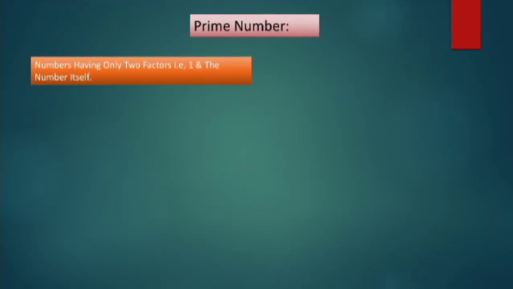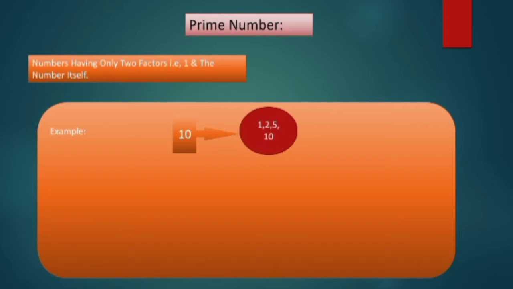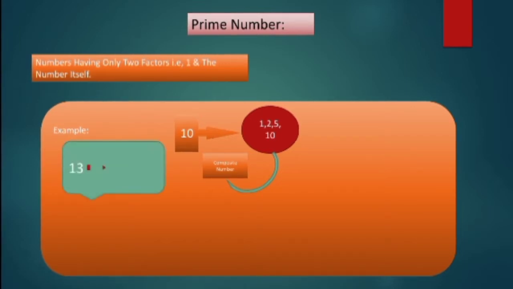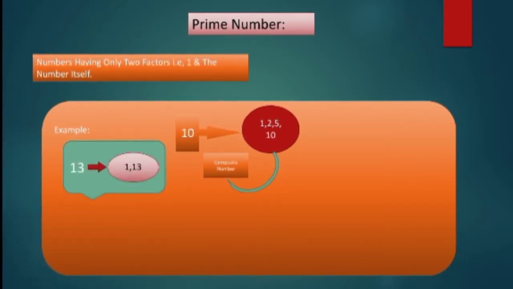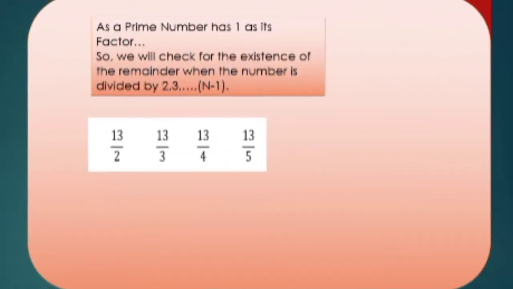But the well-known definition is numbers having the factor of 1 and the number itself. Let's take 10 as an example. 10 has factors 1, 2, 5 and 10. So obviously it's a composite number. But in case of 13, it has factors only 1 and 13. So obviously it is a prime number. We know that from childhood.